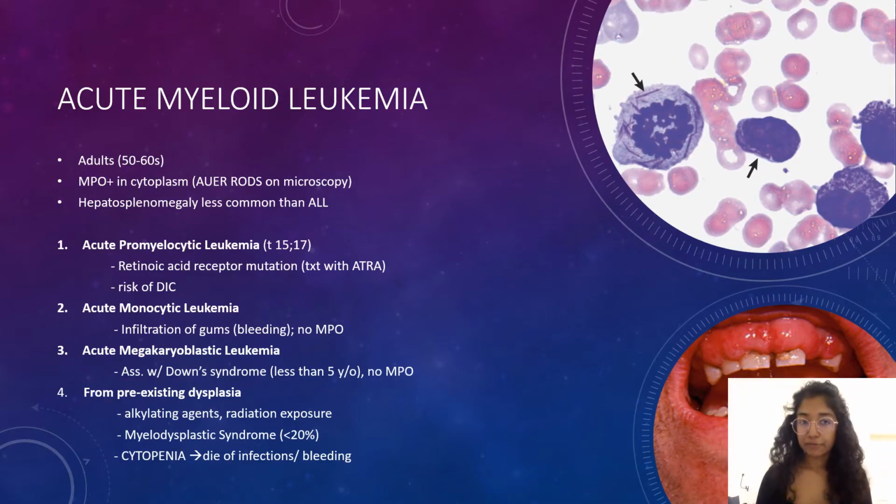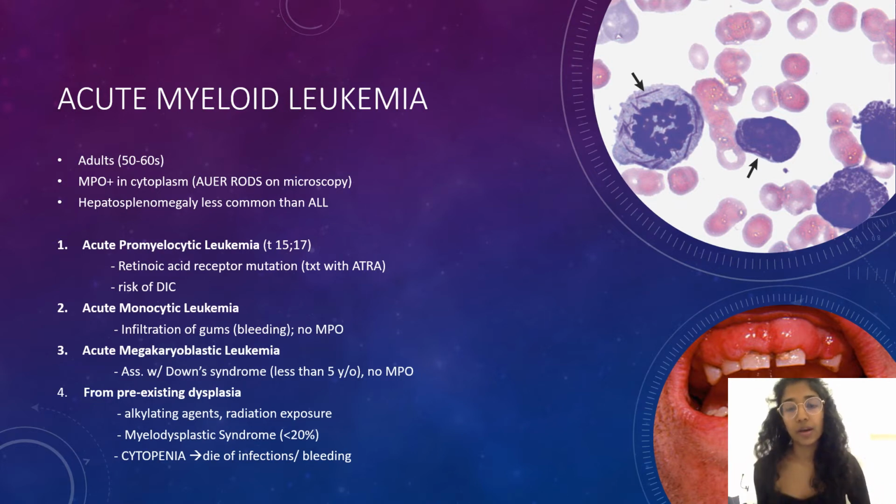So like I said before, you have two lineages that your hematopoietic stem cells differentiate into. You have the myeloid lineage and the lymphoid lineage. So if the cell population being affected is your myeloid lineage, then you can have acute myeloid leukemia, or AML. AML is generally a disease affecting adults in their 50s to their 60s. A common, very important characteristic of such cells is that they have MPO positivity in their cytoplasm.